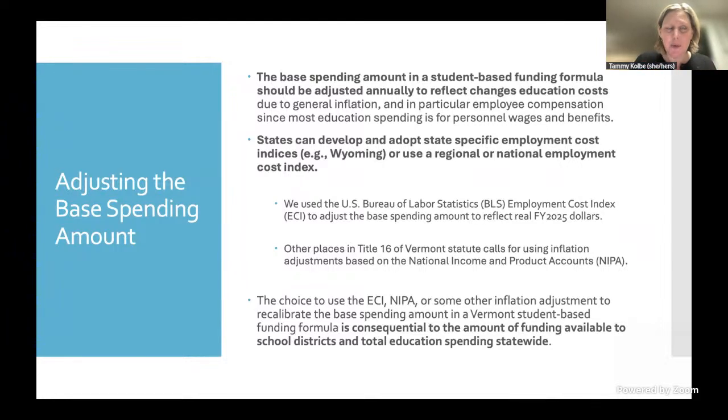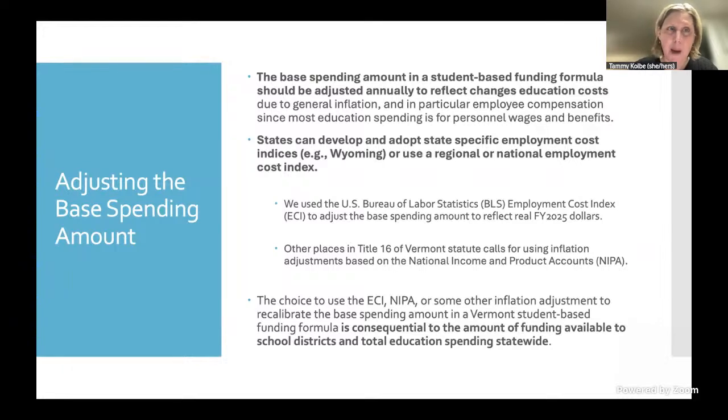The other thing to remember is that those cost adjustments, although they might feel small on a per student basis, maybe they're a difference of $1,000, when you add that up across all students in the state, it's a big deal when we start to think about total education spending statewide. So the choice of your index is a consequential decision. And so we just want to highlight that again. We in our analyses used the ECI.